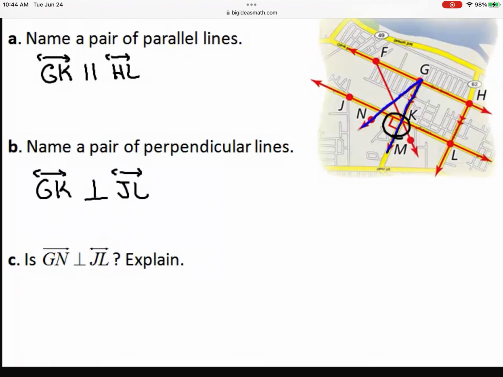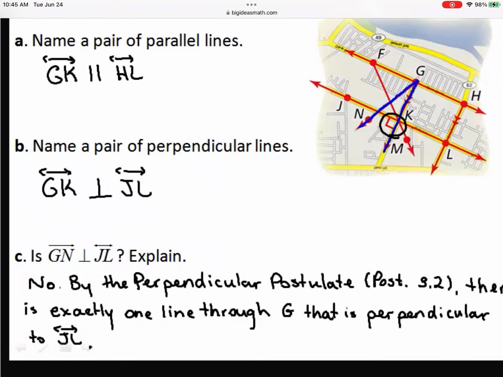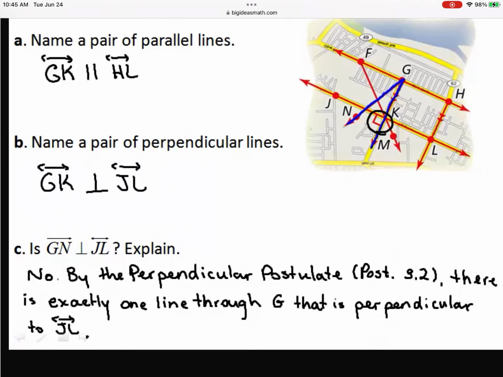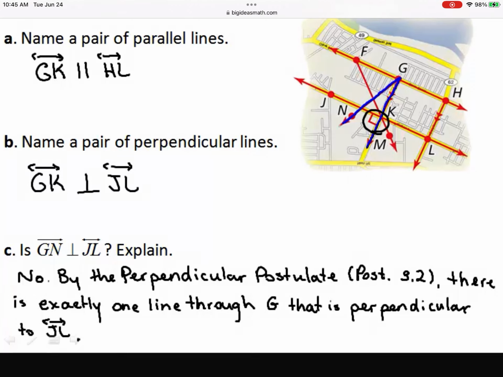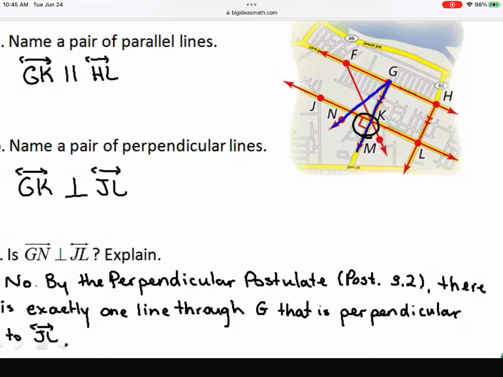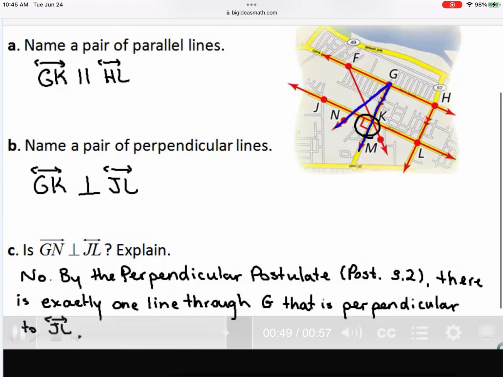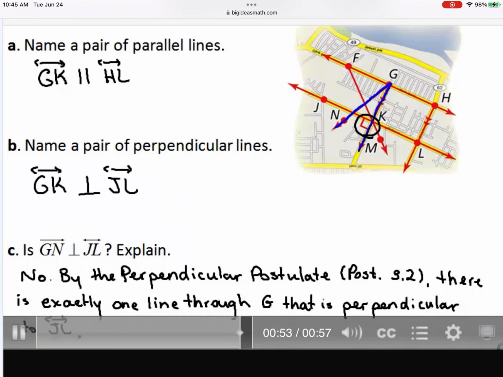Part C. Is ray GN perpendicular to line JL? Explain. No. By the perpendicular postulate, there is exactly one line through G that is perpendicular to line JL. And as you found in Part B, line GK is perpendicular to line JL. So because there is already a line perpendicular to line JL that includes point G, the ray GN cannot be perpendicular to line JL.